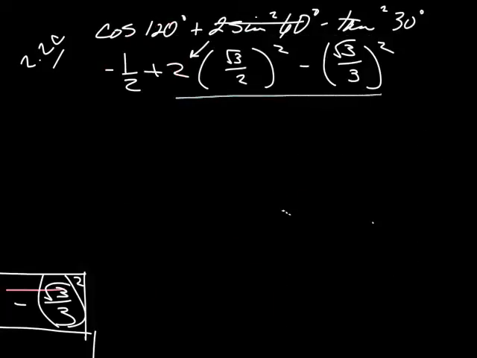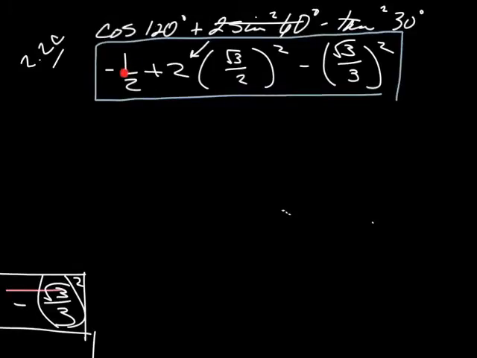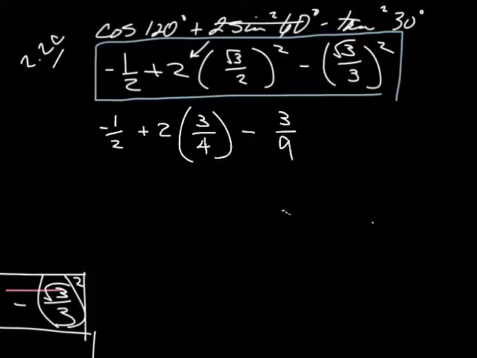So looking at this problem right here, again, this 1/2 came from here, this came from the sine of 60, and this came from the tangent of 30. So we've got negative 1/2 plus 2 times square root of 3 times the square root of 3 is 3 over 2 times 2 is 4. Square root of 3 times square root of 3 is 3 over 9. So we multiply this out, and we have negative 1/2 plus 6 over 4 minus 3 over 9.